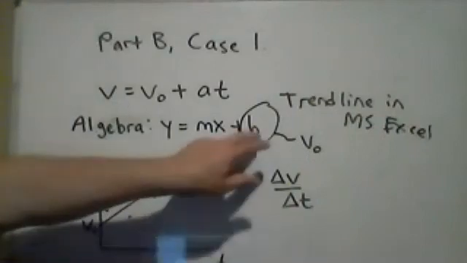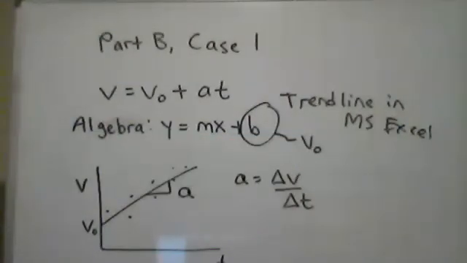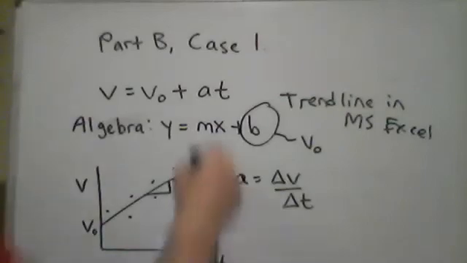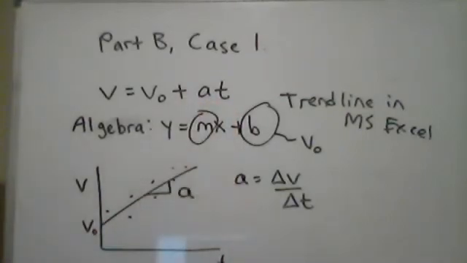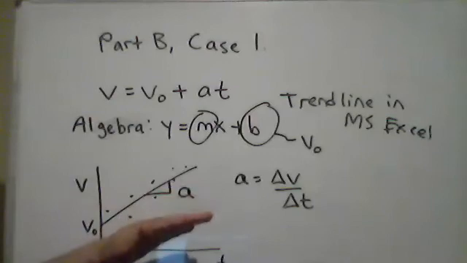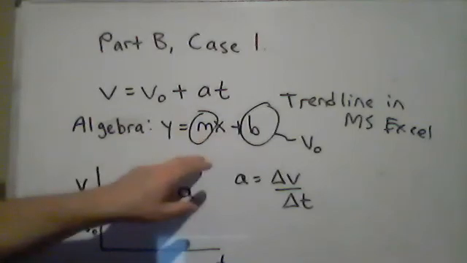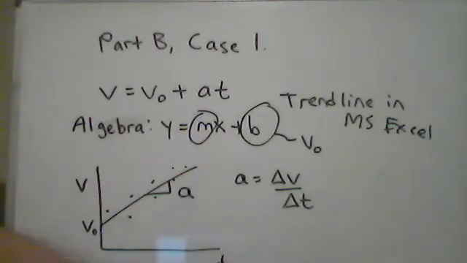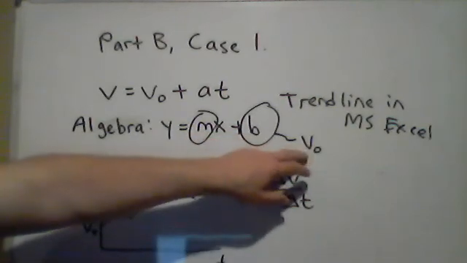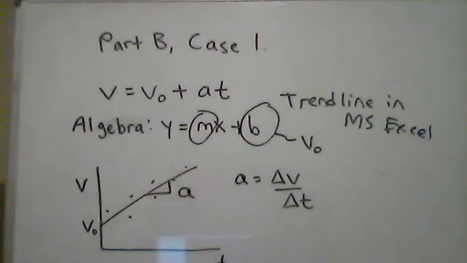When you find that B is your V naught, and it wants the acceleration, that's your slope. When you plot the data and do a trend line in Excel, you click a little box that shows the equation, and you'll get a y equals mx plus b relationship given to you by Excel. The B is your V naught. The M is your acceleration. So again, it's just a different linear relationship.